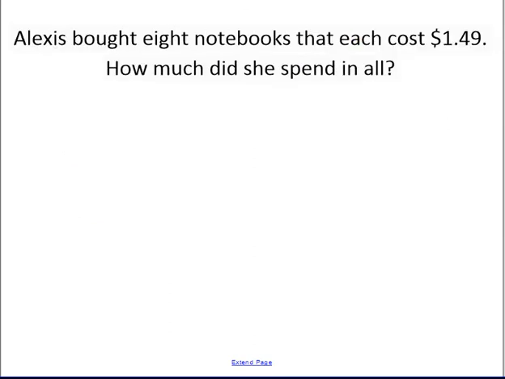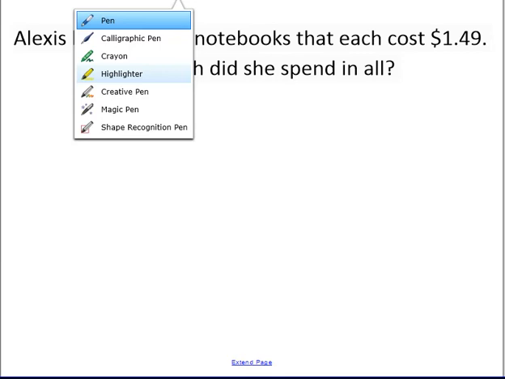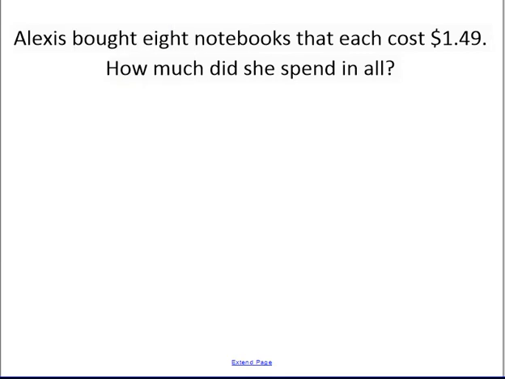Okay. Next question. Alexis bought 8 notebooks that each cost $1.49. How much did she spend in all? So highlight the question. How much did she spend in all? And your keyword, in all. Now, again, I have an issue here. I have 8 notebooks. So I could do addition because, again, I see my keyword in all, so addition will work.